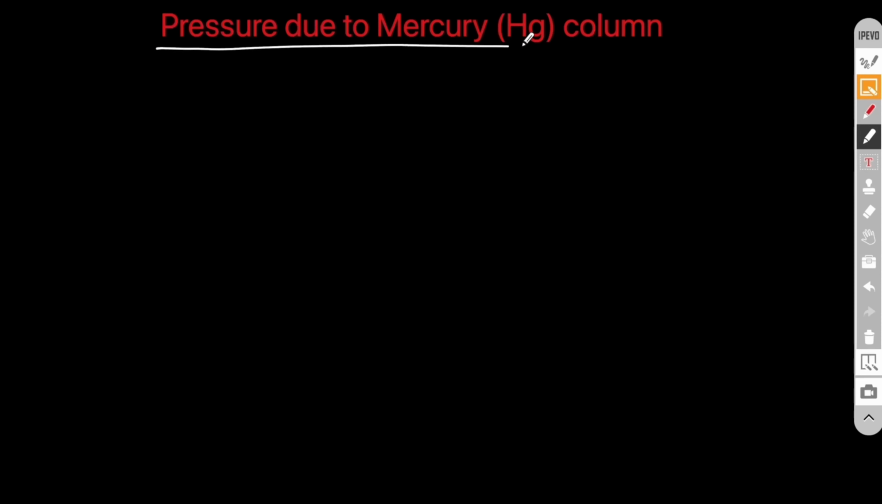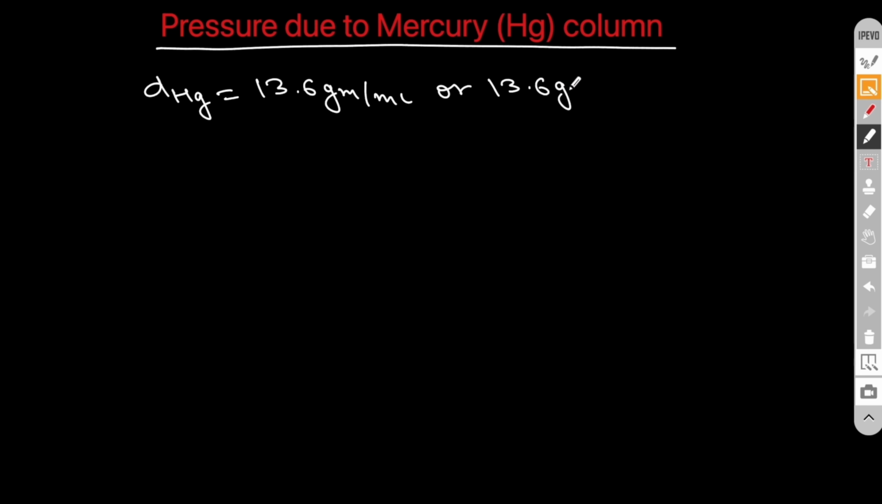Hello everyone, today we are going to talk about pressure due to mercury column. It's a very important concept of ideal gas. To understand this, first we'll write the density of mercury, which is 13.6 gram per milliliter or 13.6 gram per centimeter cube. You need to remember this value, it's very important.